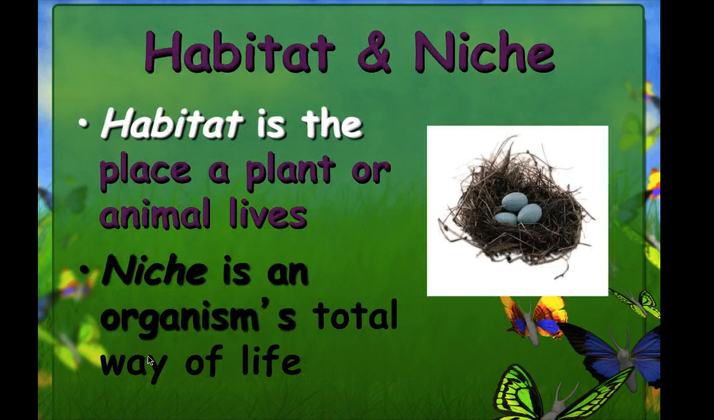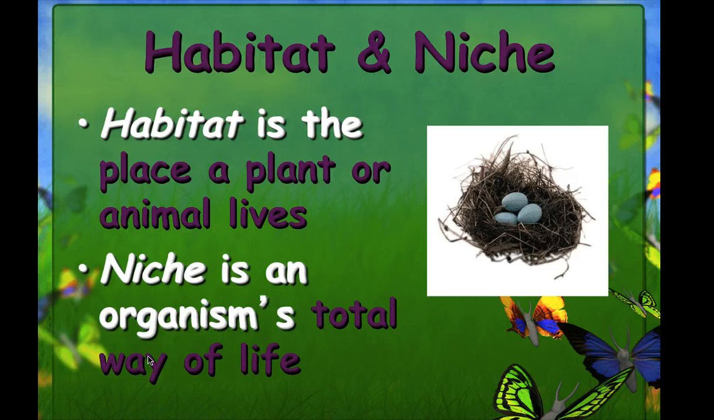So habitat and niche. Habitat is the place a plant or animal lives. Your habitat would be your home, your bedroom. That is where you spend your time. Your niche is an organism's total way of life. So your niche would be what you like to do. Are you a football player? Do you run track? Do you play basketball? Are you in the band? The color guard? Those things would be your niche. It is what you are good at, what you spend most of your life doing.